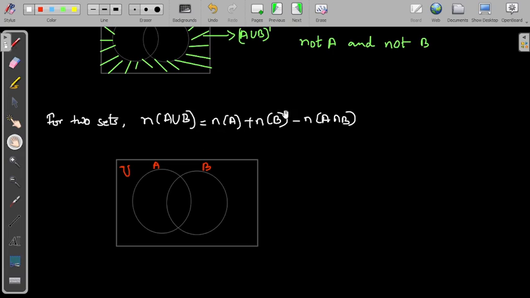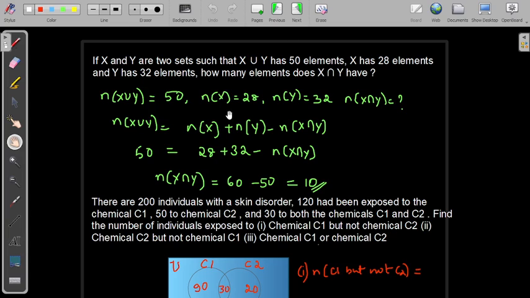Let us take up a few problems to understand the concept better. Let us take up the first problem. If X and Y are two sets such that X union Y has 50 elements, so it is given that n of X union Y equals 50. This is the given data, so I'm writing the given data first. Then X, the first set, has 28 elements, so n of X equals 28. Y has 32 elements, so n of Y equals 32. How many elements will X intersection Y have? I have to calculate this term.